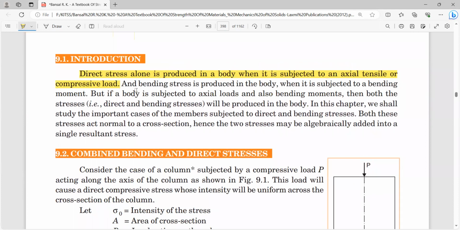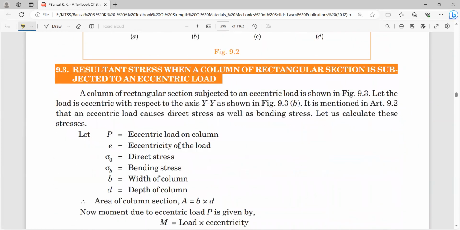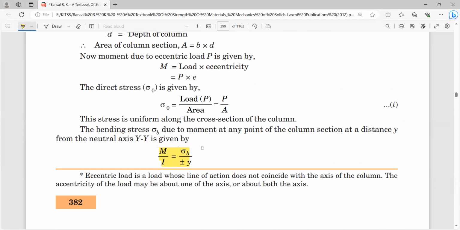Now we'll see what is bending stress. Bending stress is produced in the body when it is subjected to bending moment. Bending stress can be calculated from the bending equation, M by I equals sigma by y. From this bending equation, sigma b will be your bending stress.